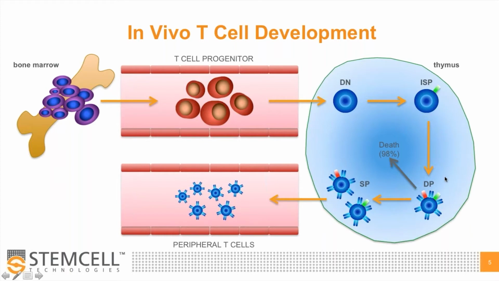They then express the other one, so they're CD4, CD8 double positives. And they also undergo positive and negative selection in the thymus. 98% of the cells actually die, they don't make it. But the 2% that make it through become CD4 or CD8 single positives that can get into the periphery.